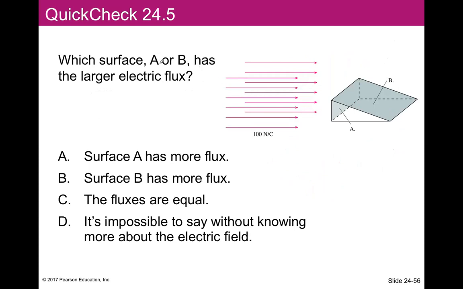So A has more field lines going through it, which is flux. So which surface has a larger electric flux, A or B? They're equal, because any field lines going through A must go through B.